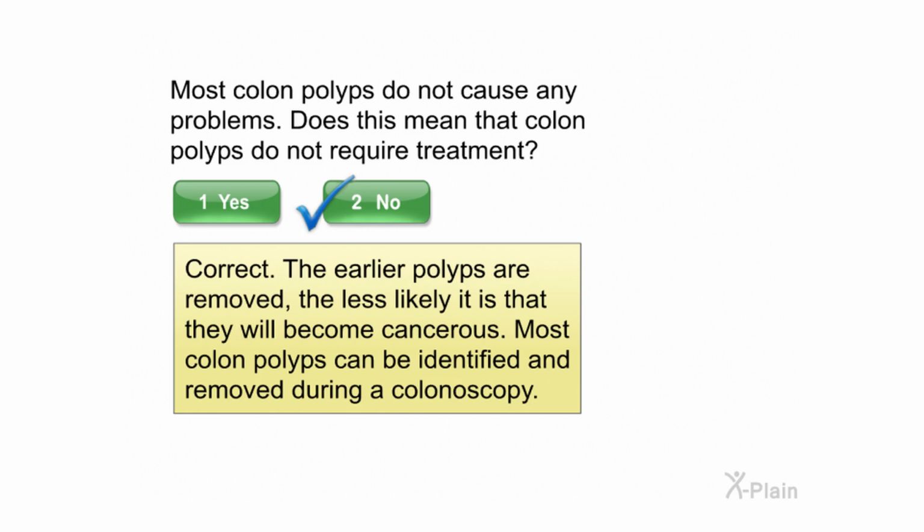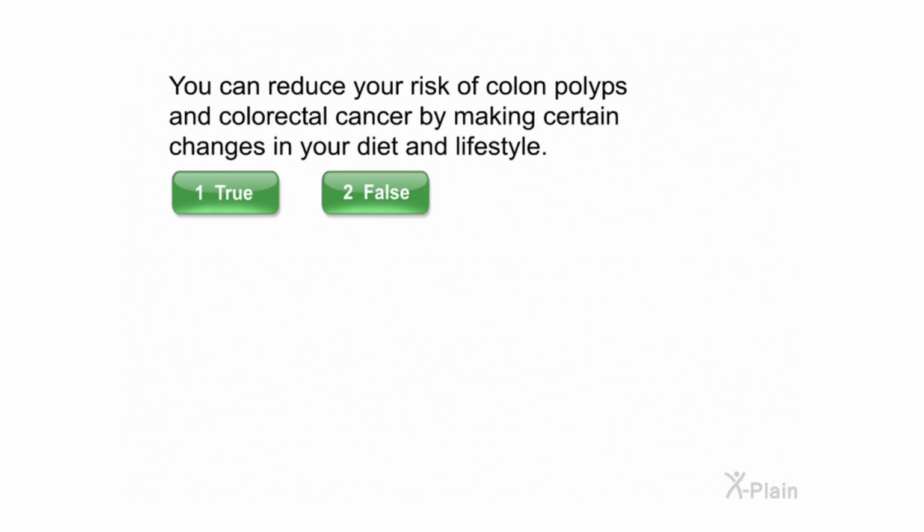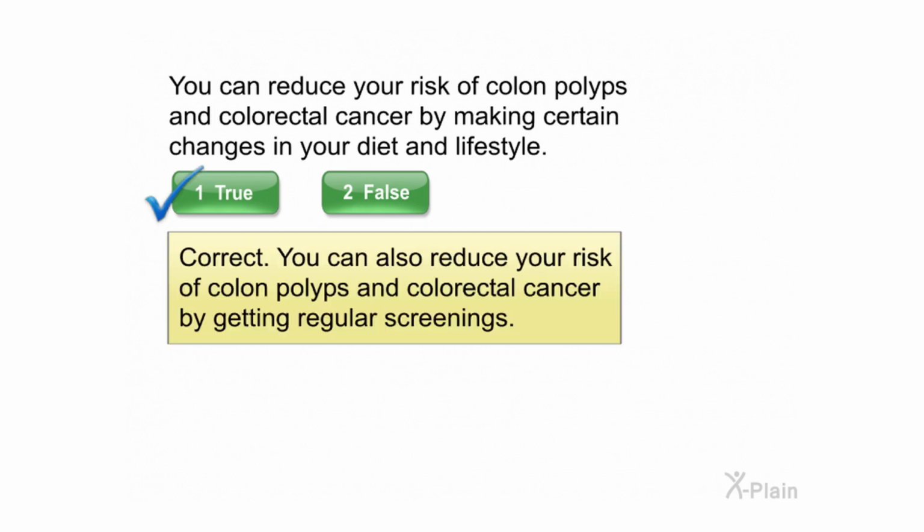Most colon polyps can be identified and removed during a colonoscopy. You can reduce your risk of colon polyps and colorectal cancer by making certain changes in your diet and lifestyle. Select true or false. Correct. You can also reduce your risk of colon polyps and colorectal cancer by getting regular screenings.